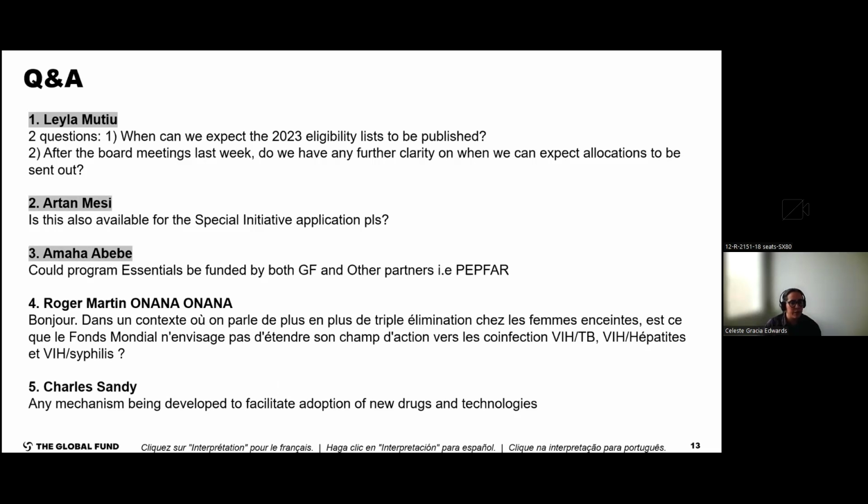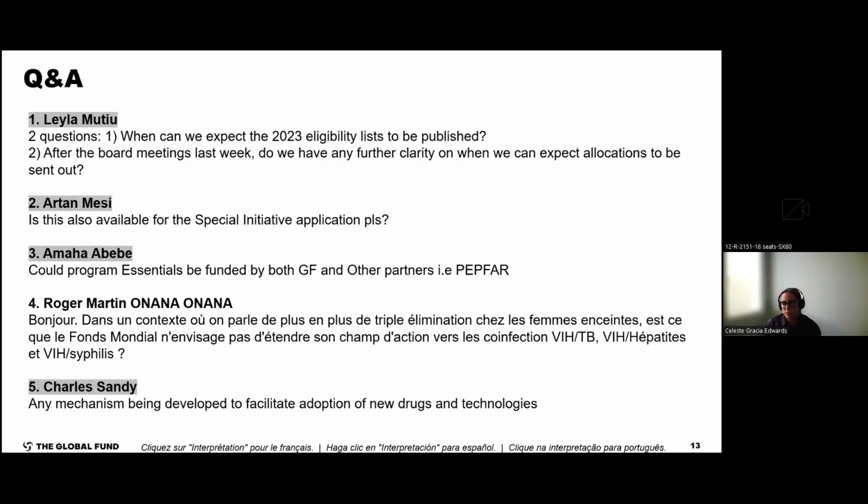Question number 5: is any mechanism being developed to facilitate adoption of new drugs and technologies? Yes, you will see in the program essentials, there are some that are specifically for adoption of new drugs. For instance, in tuberculosis, you are going to see the emphasis on shorter TPT regimens, and also shorter DRTB regimens. So it is there as well. Also for technologies, for instance, use of WHO recommended molecular based tests is also one of the program essentials. So yes.